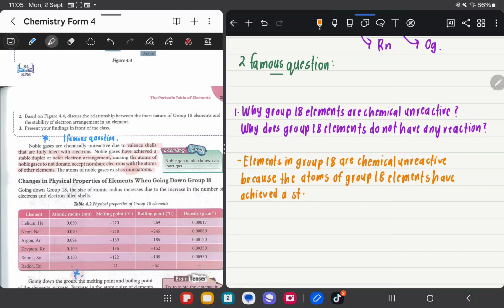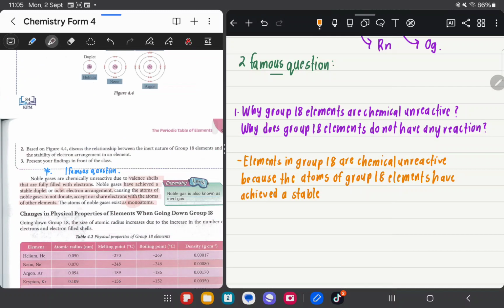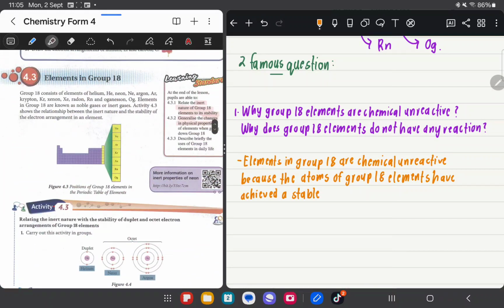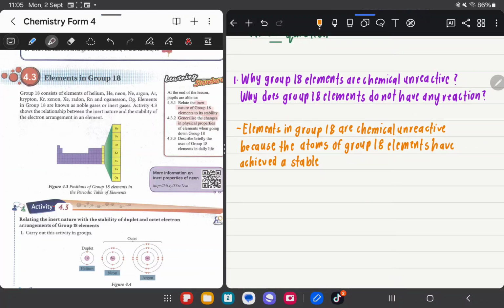a stable, okay, don't write octet only. Why? Because helium will be stable with 2 only, but neon, argon, krypton, xenon, radon will be stable with 8. Do you understand? So you have to write both. Achieved a stable duplet. If the question has specified helium, and there was a year when it specified helium and many candidates answered duplet or octet, we marked it wrong, because we know helium is duplet only. Helium is not octet. So there is a problem there too. Have a stable duplet or octet electron arrangement.